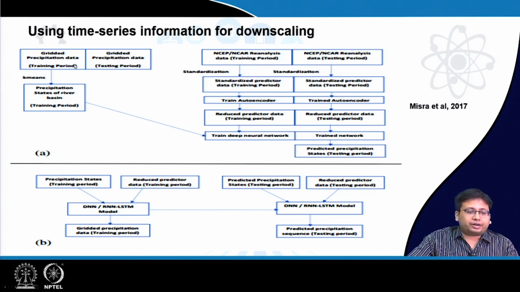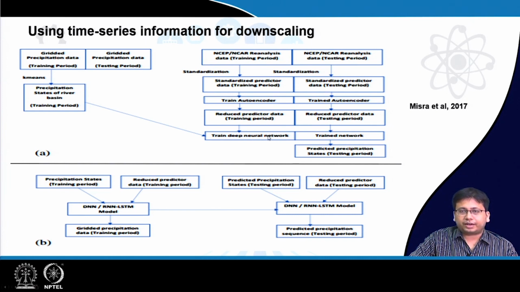The gridded precipitation data is first reduced to rainfall states or precipitation states through k-means clustering, and that gives us these discrete states which are the input. Then we have the reanalysis data, which is basically the covariates which I talked about. They are present in the form of a time series. First of all, they are standardized using the autoencoder which I mentioned. This also includes the training of the autoencoder, the estimation of its parameters and so on, which is done during the training phase. Once the trained autoencoder reduces the dimensionality of the data, it is used to train the deep neural networks.